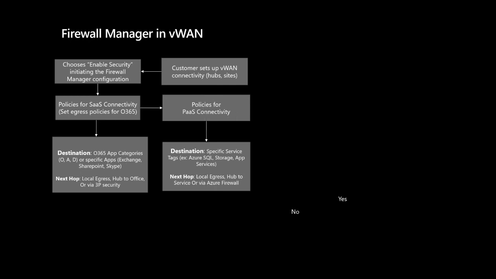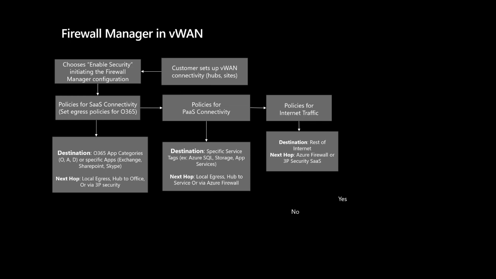The second set of policies you can configure here is for PaaS connectivity. So any PaaS services like Azure SQL, storage, app services or key vaults, you can configure that. Again, you have multiple options as to how you want that connectivity to work, whether you want direct connectivity, whether you want it through the hub, or you want to go through the Azure Firewall.